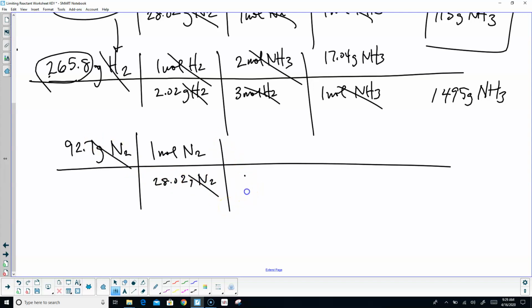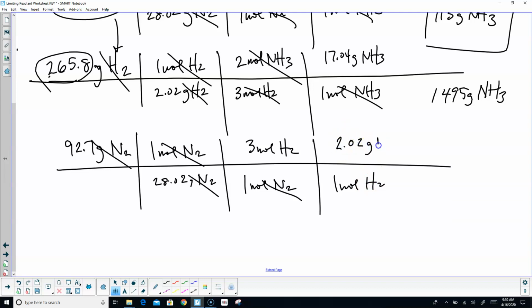I'm going to do my mole ratio. According to the balanced formula, for every 1 mole of nitrogen, there are 3 moles of hydrogen that react with it. Then all I have to do is the molar mass. Every mole of hydrogen weighs 2.02 grams of hydrogen. Moles cancel. 92 times 3 times 2 divided by 28. This ends up being 20.0 grams of hydrogen. That's the amount that reacts.